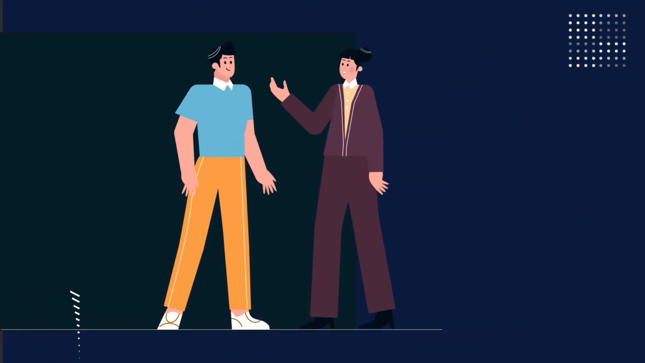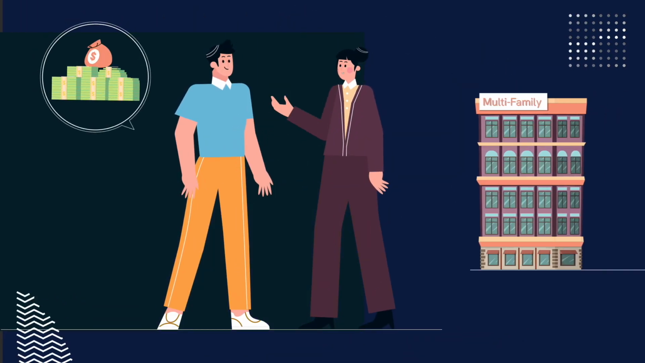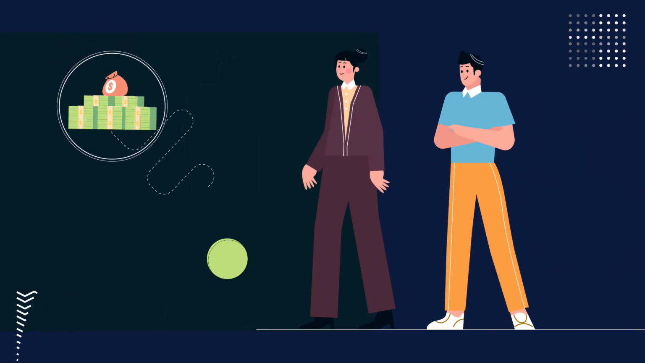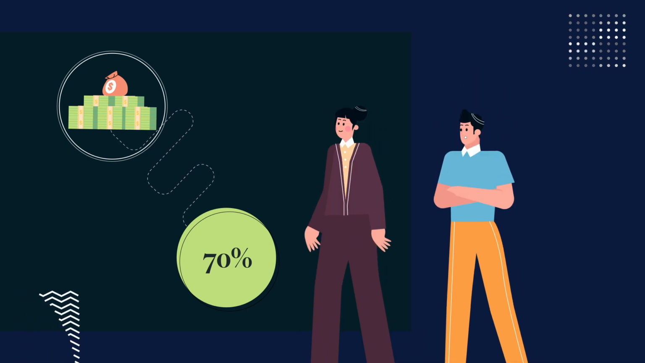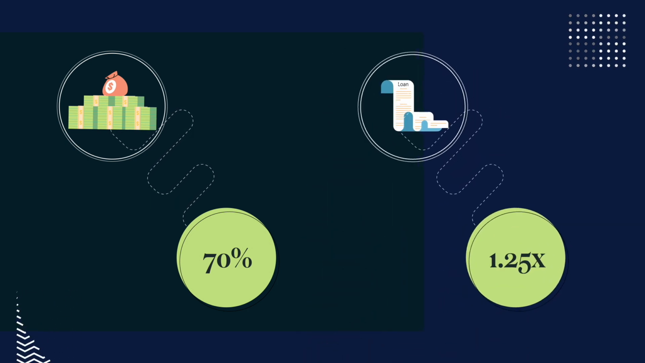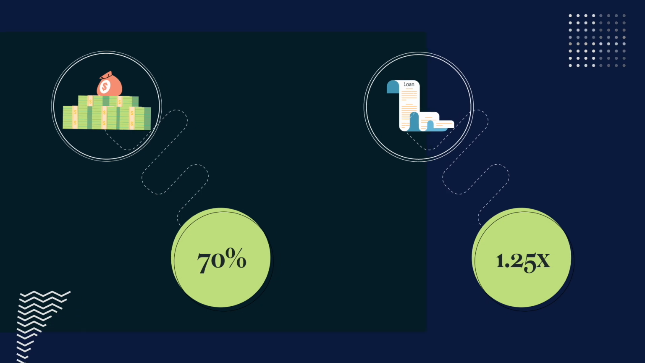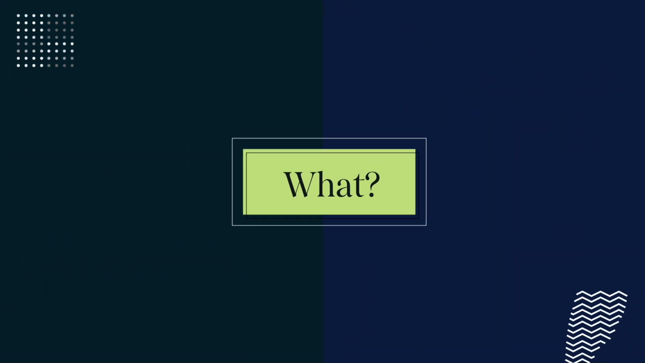You're speaking with a lender, inquiring about a loan for an investment property. All of a sudden, you're told their requirements are a maximum loan to value of 70% and a minimum debt service coverage ratio of 1.25 times. Okay, sure, but what does that mean?